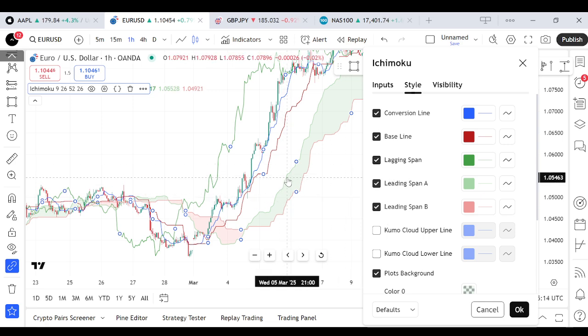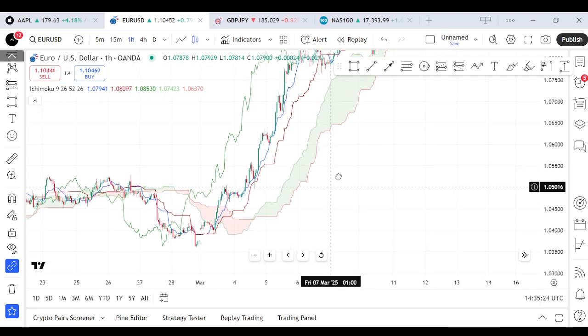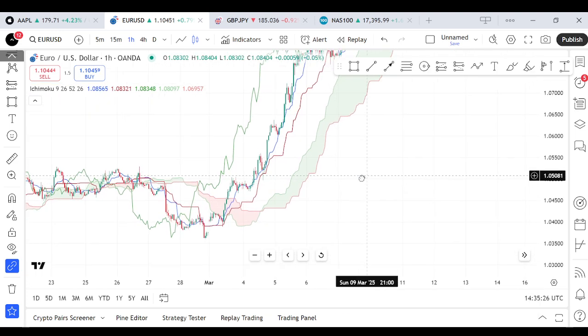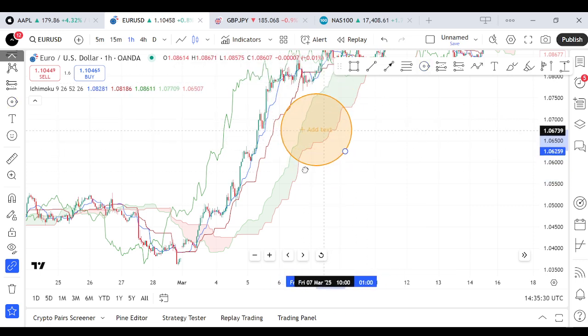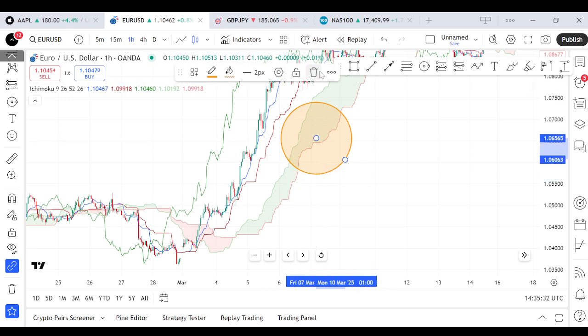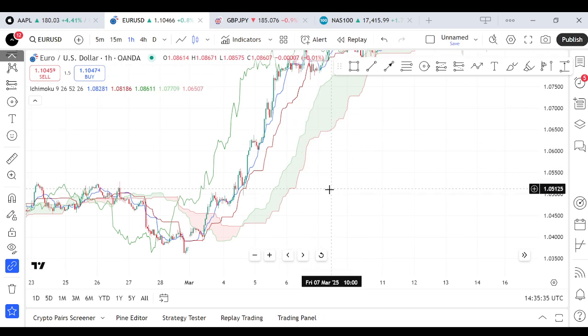This cloud is very important because when prices are above the cloud, it indicates an uptrend, and when it's below, it signals a downtrend. The cloud's thickness reflects trend strength. Thicker clouds suggest stronger support or resistance zones, just like this thicker bullish cloud, while thinner clouds suggest increasing market volatility or indecision in the market.